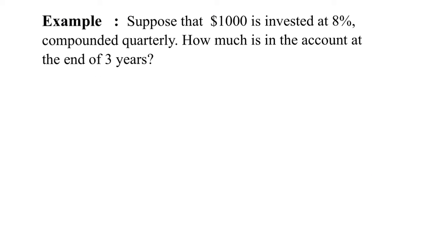Let's look at an example. Suppose that $1,000 is invested at 8% compounded quarterly. How much is the account at the end of 3 years? So first we will start with writing down the formula. A equals P times (1 plus R over n) to the power nt.